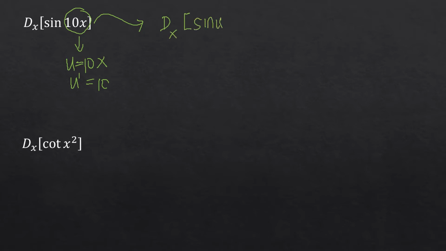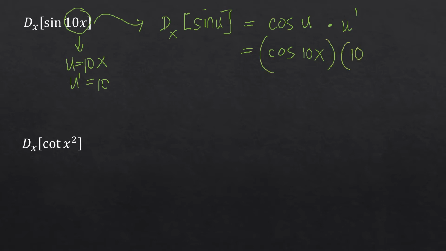In this first example, we have 10x, and we know that this 10x is differentiable, and its derivative is equal to 10. So we get the derivative of sine u. We let 10x be equal to u, and that is equal to cosine u, but u is still differentiable, so times u prime. This will be equal to cosine of 10x, where u is 10x, multiplied by u prime, which is 10. So our answer is 10 cosine 10x.